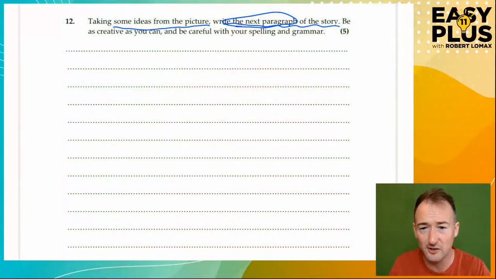If you try to tie up all the plot threads, you will make it pretty much impossible to write well, include good description, include interesting details. It'll be a disaster, you'll lose loads of marks. Do not try and finish the story. Right, okay. Back into our task.